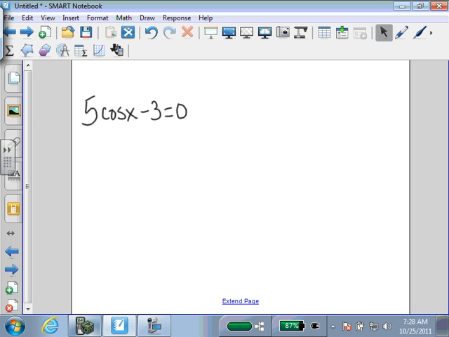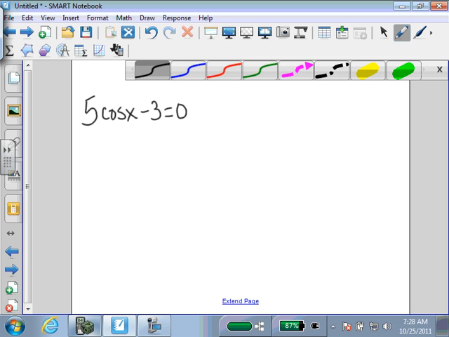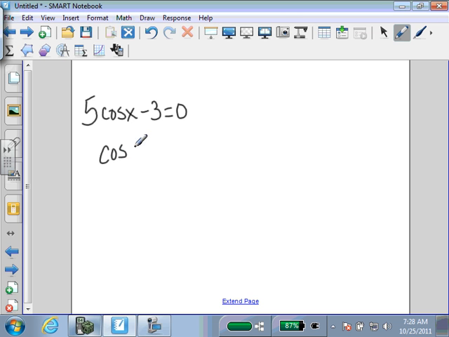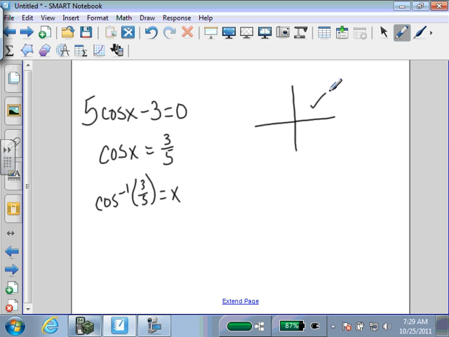5 cosine theta minus 3 equals 0. First we do the algebra. So we get cosine x equals 3/5. 3/5 is not a memorized ratio for cosine. So we're going to do cosine inverse of 3/5, and that will give us x, in this case theta. And then that will be a first quadrant answer. But we also know that cosine is positive in the fourth quadrant, so we will also need 2 pi minus our answer. So let's go out and get those.